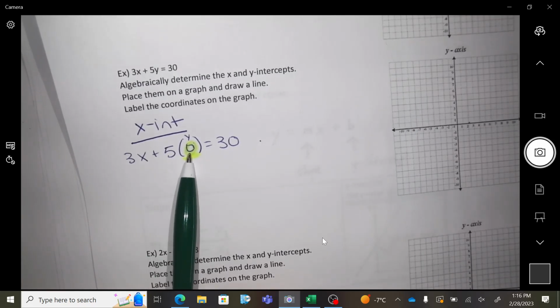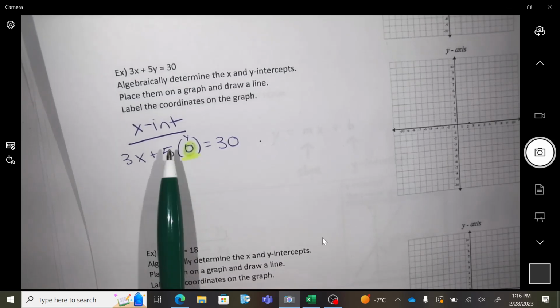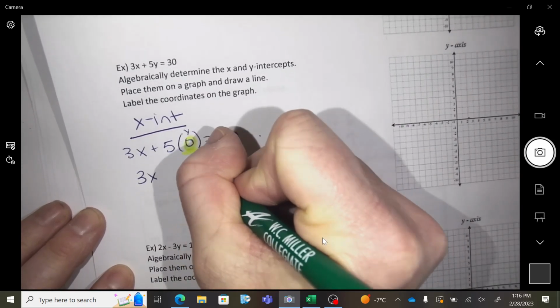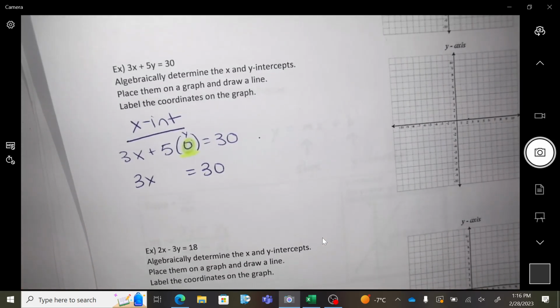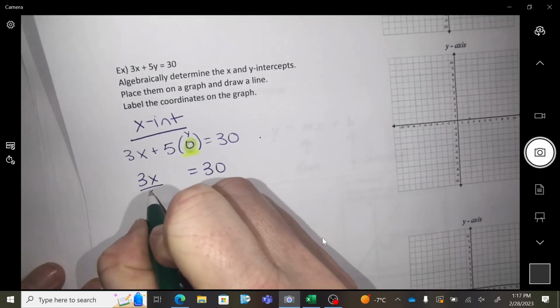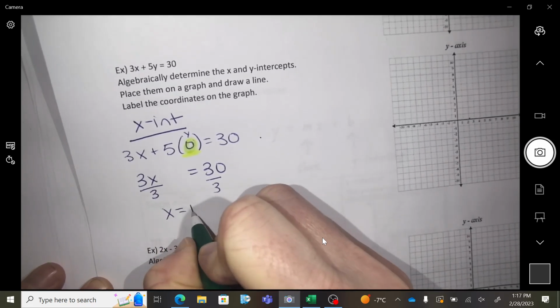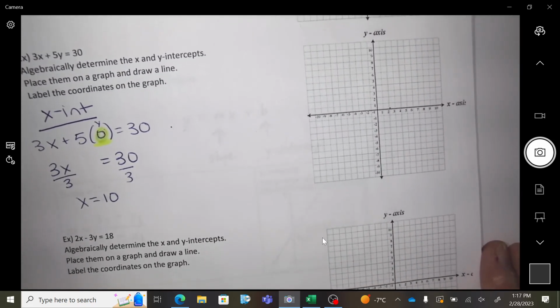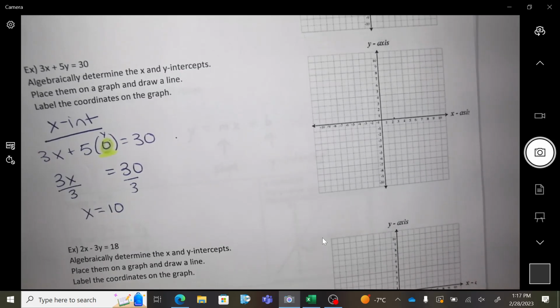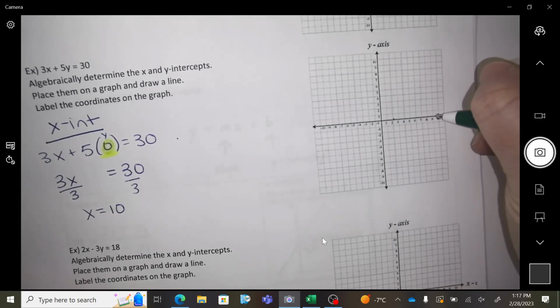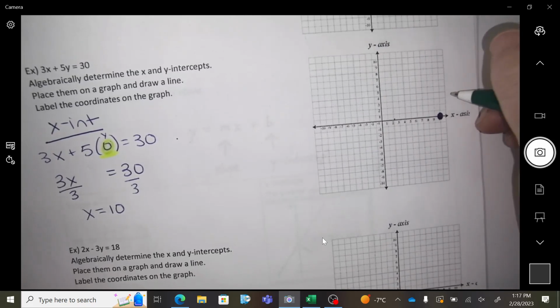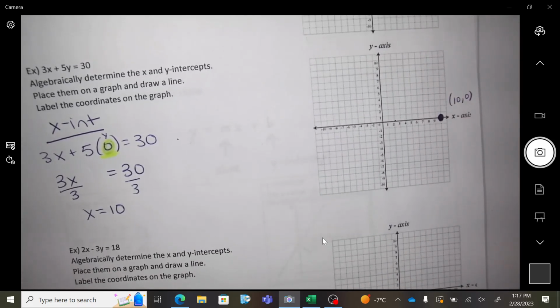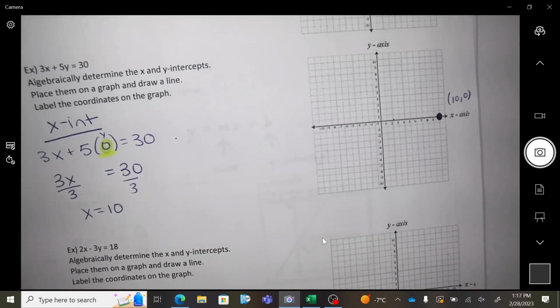What is 5 times 0? 0. So it's just gone. Look at that. I just didn't write it. It's gone if anything is 0. And then how do you solve for x here? Divide by 3. So the x-intercept is 10. So where would you like to place that on the drawing? An x-intercept of 10. Way over here to the right, at 10, comma, 0, right? That's the point.